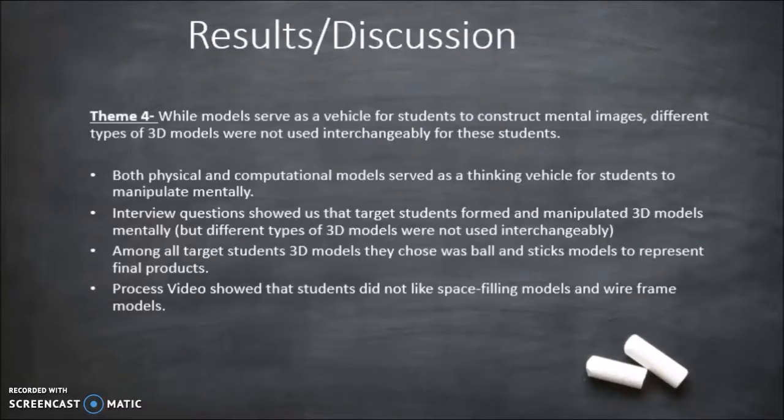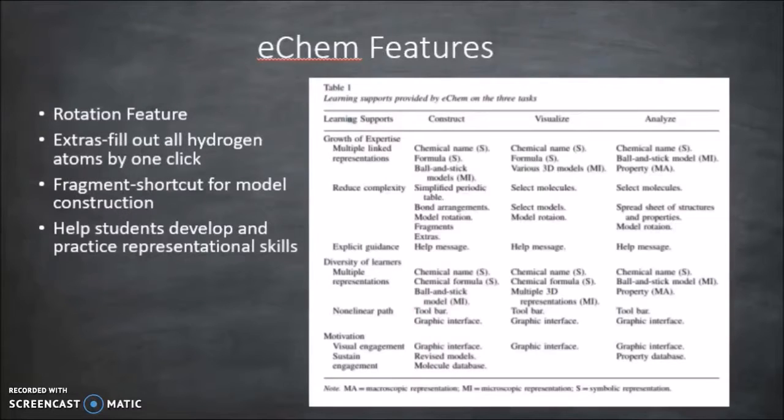Theme 4 showed us some of the models that students did not really care for. For example, they chose a ball and stick model over the space-filling model, even though it was visually very attractive to them. Same was the case with the wireframe model. Since they could not see the atoms, it was just too abstract for them. They could only see the carbon chain.